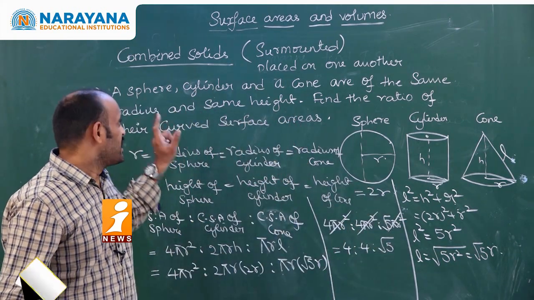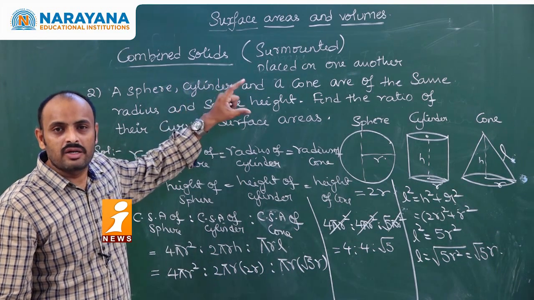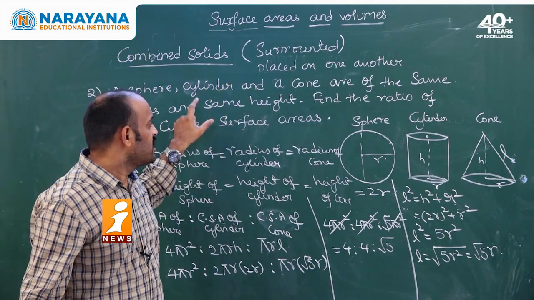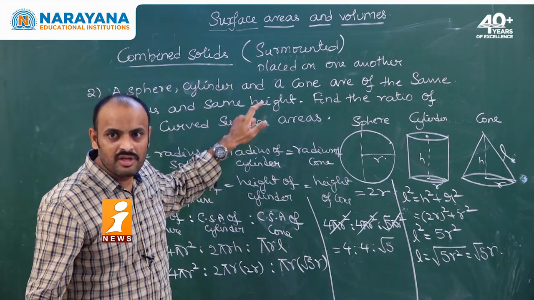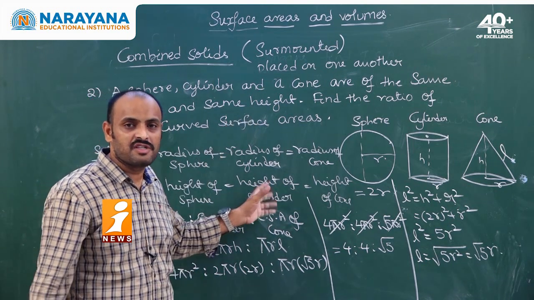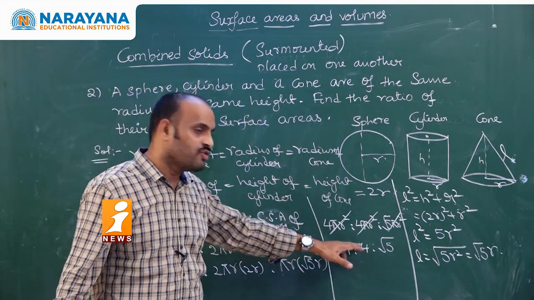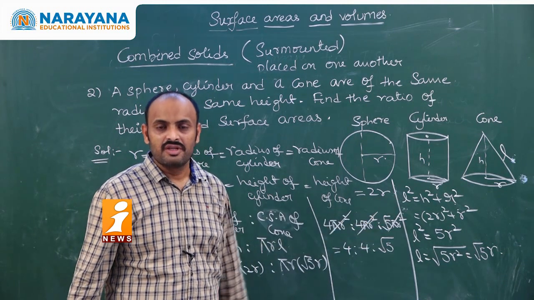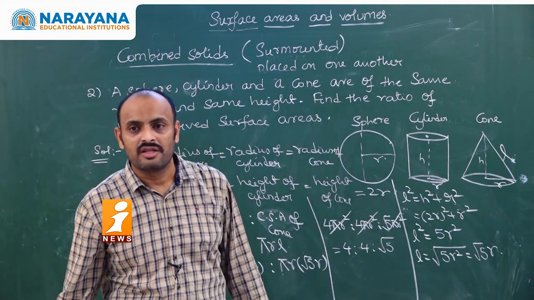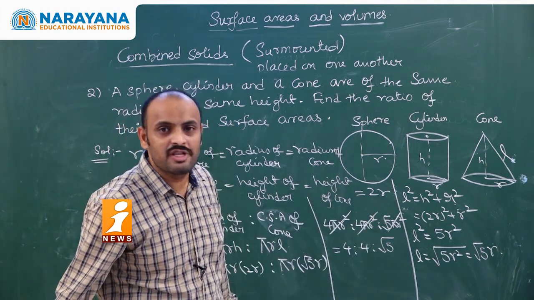When a sphere, cylinder and cone are given and their radius and heights are same, then the ratio of their curved surface areas is 4 is to 4 is to root 5. This is how we find the solution of these questions.